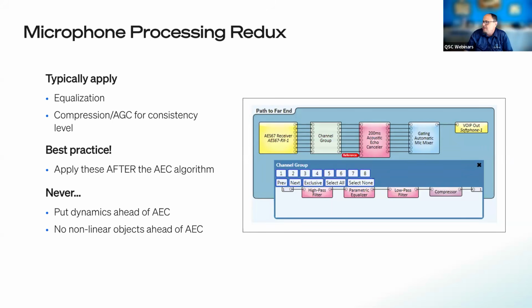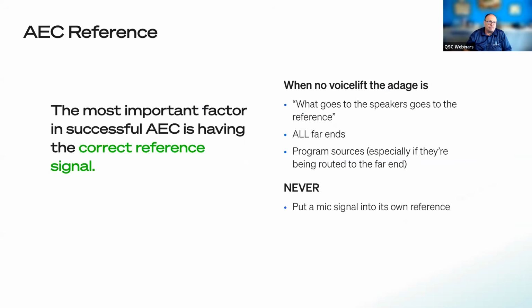So anything that's going to, if you had to, you could certainly manipulate it there if possible. Most important factor in successful AEC is having the proper reference. So when no voice lift, the adage is whatever goes to the loudspeakers will go to the reference. So that would include all the far ends, programming sources, especially if they're being routed to the far end. And never put a microphone signal into its own reference. It's going to sound like somebody's underwater if you do that.